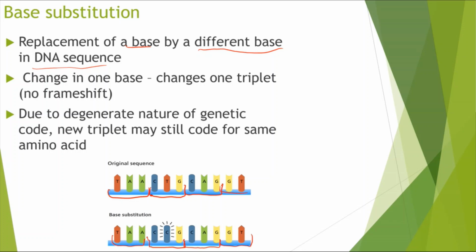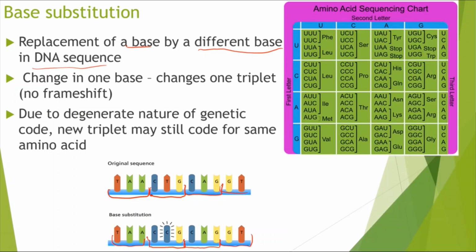And due to the degenerate nature of the genetic code, the new triplet may still code for the same amino acid, so we may not have any effect on the actual amino acid. For example, if we're looking at valine, it can be coded for by GUU as well as GUC. So if there was a mutation, a base substitution, where it went from GUU to GUC, we would still be coding for the same amino acid, so that doesn't really make any difference.